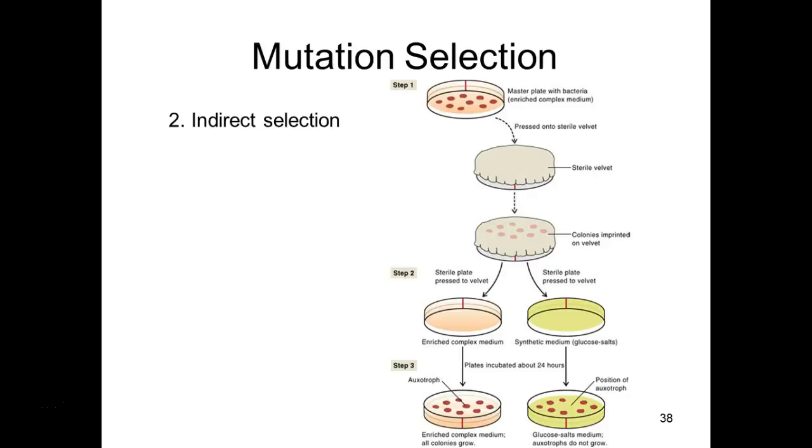It blows my mind. Does this make sense to you guys, and why you would want or need to do indirect versus direct when you're trying to find your mutants?